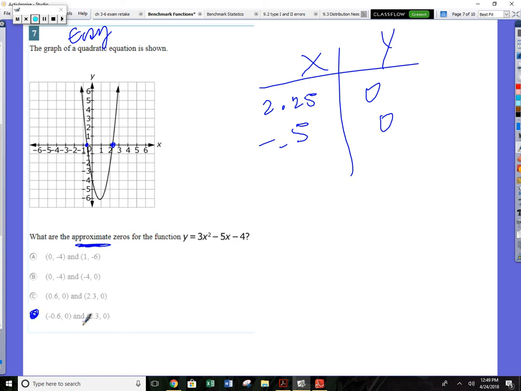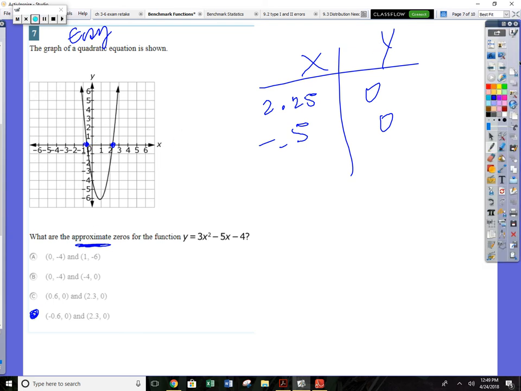Negative 0.6 and 0 and 2.3 and 0. So you got to remember this. This for sure is going to be on. The zeros, if they ever talk about zeros, they are talking about your X-intercepts. Okay, number 8.